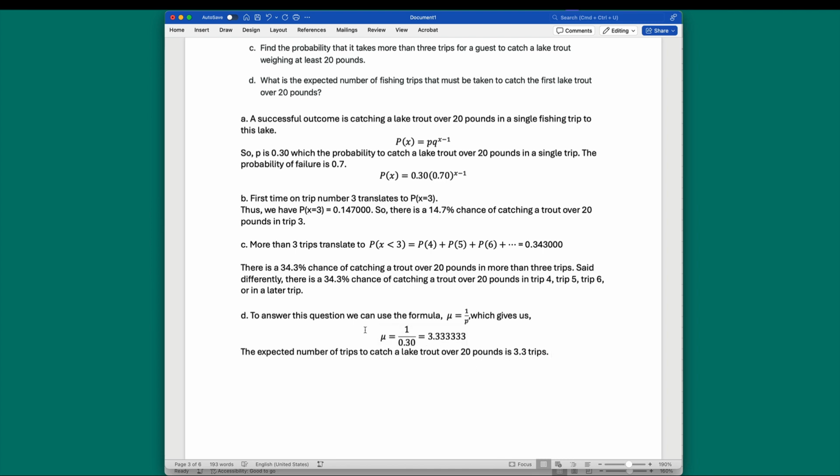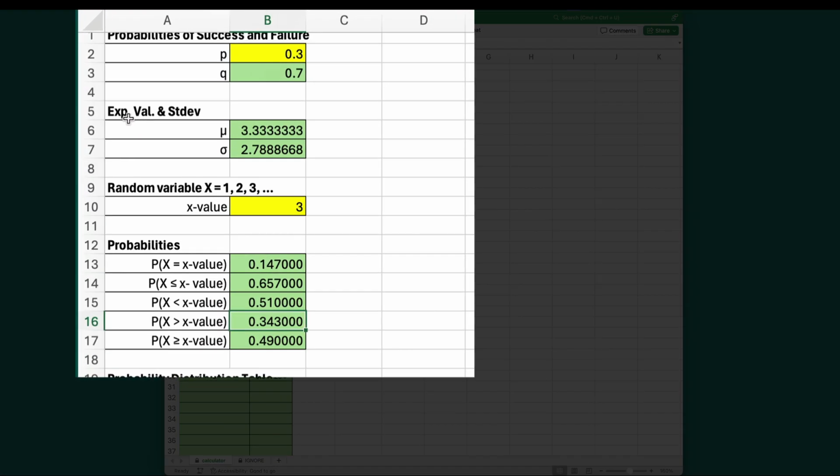I do want to point out that the expected value is also computed for you in the calculator. Here, under expected value and standard deviation, we get 3.33333. This is the standard deviation, which I didn't ask a question about, but this is basically how much on average your x values deviate from the expected value of 3.33. So on average, the x values deviate about 2.8 trips from the expected value of 3.3 trips.